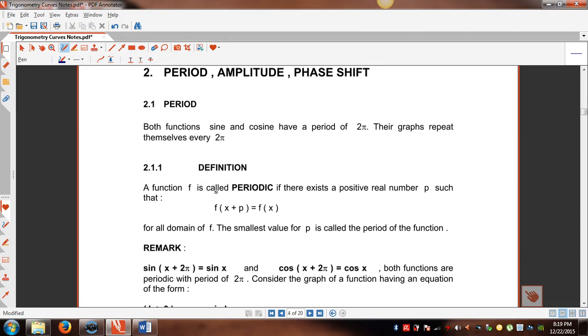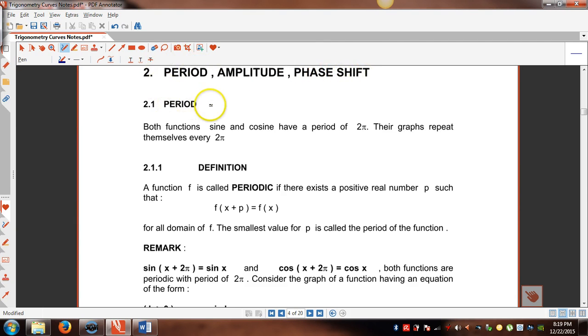Okay, today we will learn about the trigonometric curve, for the first chapter of Technical Mathematics 2. We have three elements here. Inside the trigonometric curve, to sketch the curve, we have to learn about three elements: the period of the curve, the amplitude of the curve, and the phase shift of the curve.